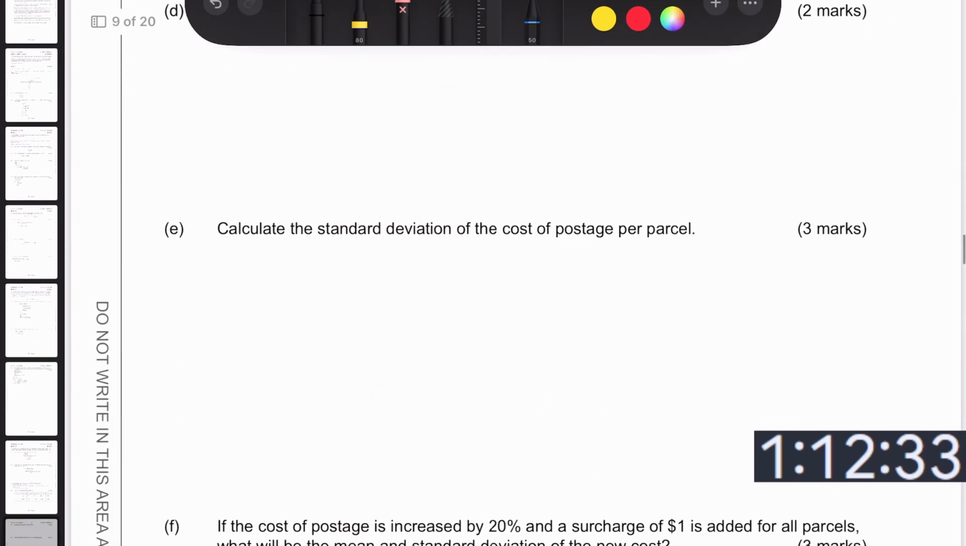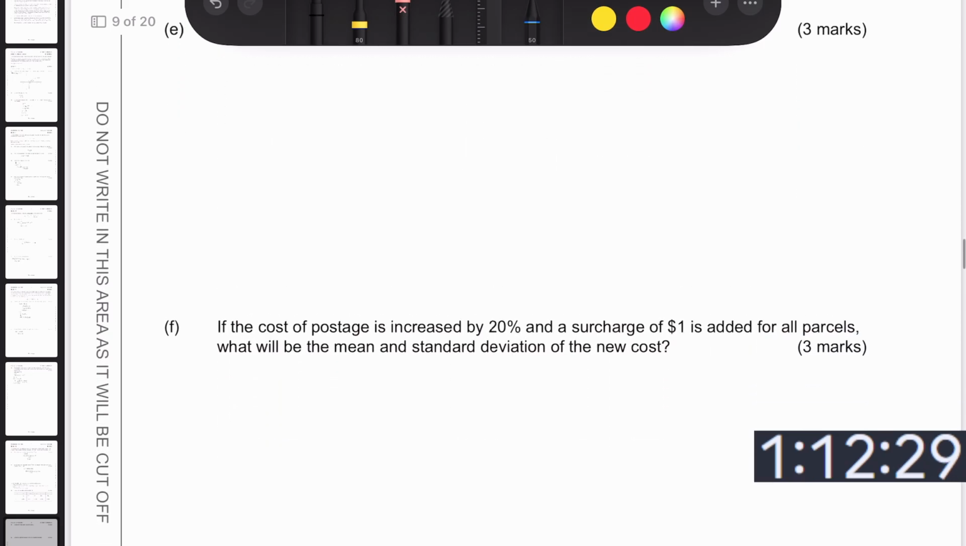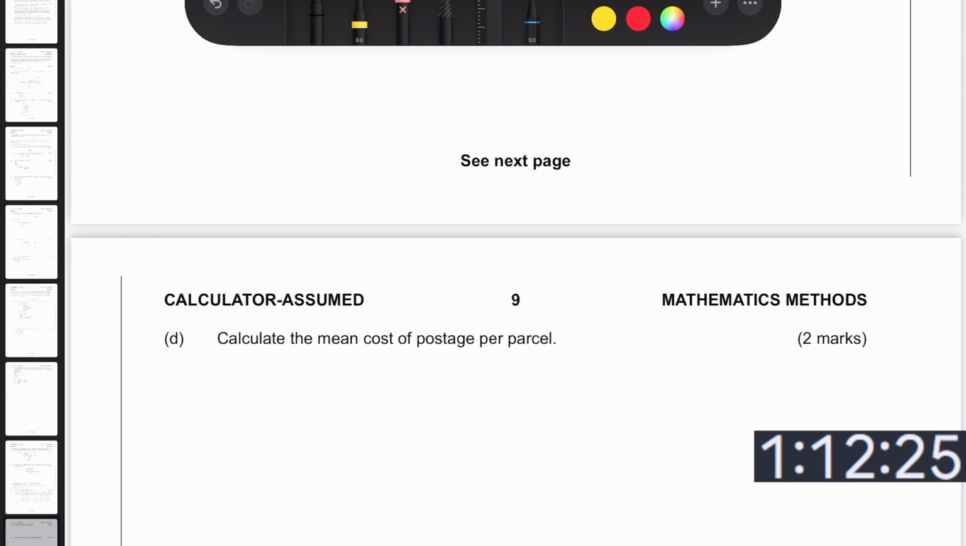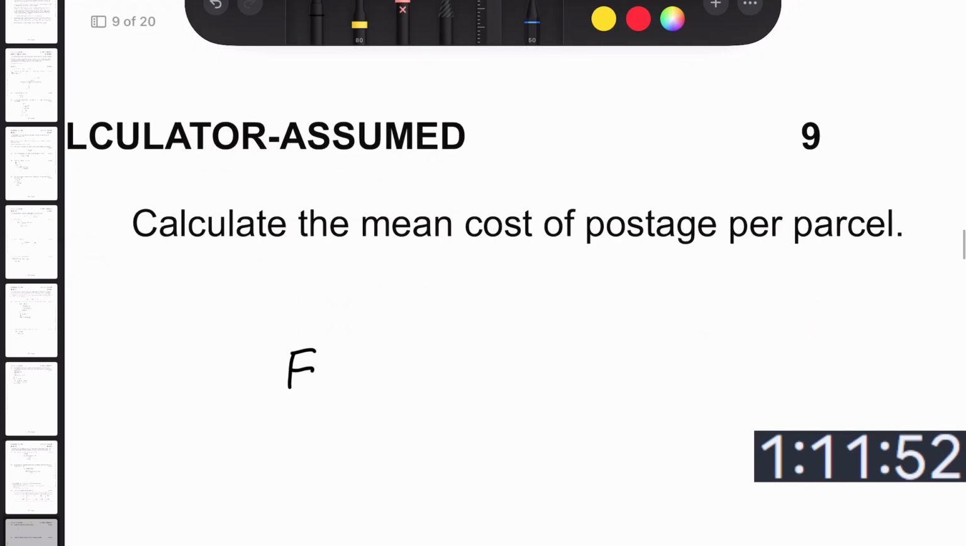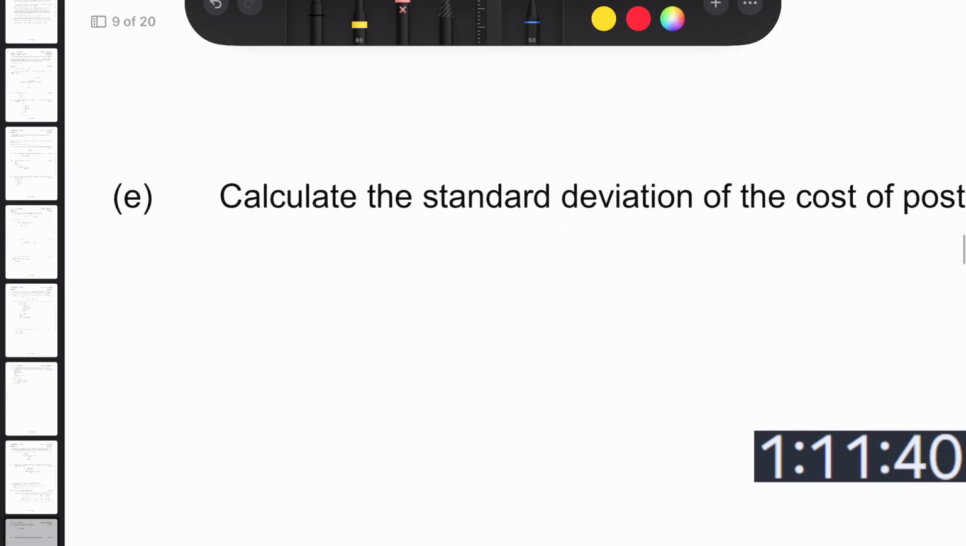Okay. Mean cost, standard deviation. Okay, so I probably want to do this all in my stats table. So stats, let's do 5, 6.5, 8, 9.5, and 12. And then this is 0.0228, 0.1359. I already had 0.0228 from the previous thing apparently. 0.3413, 0.3413, 0.1587. Calculation, 2 variable, list 2. I get that my E of X is going to be equal to $8.87. And then my standard deviation is going to be equal to $1.7474.